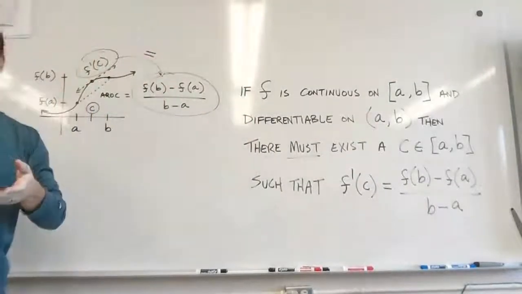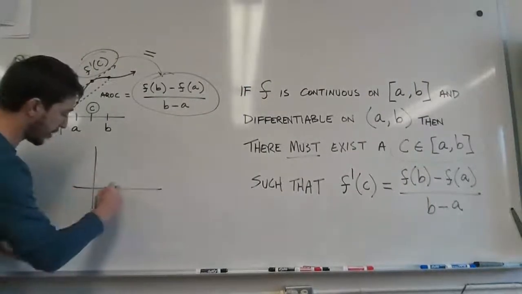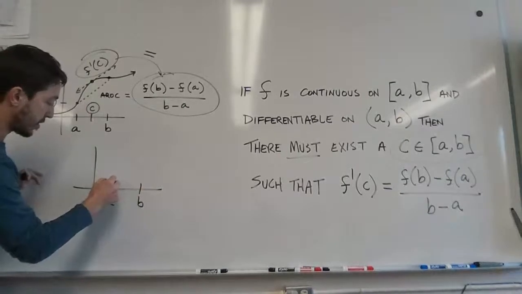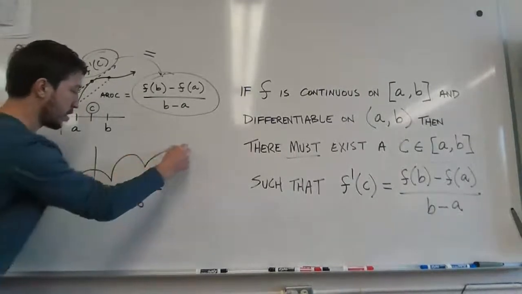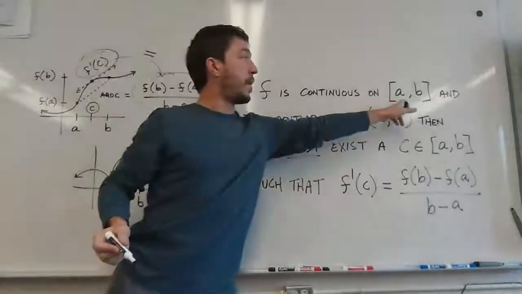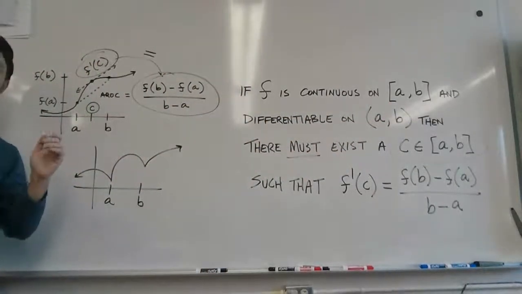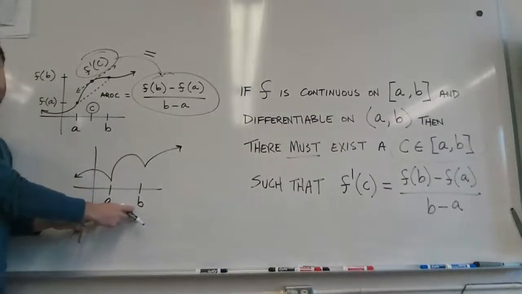The only problem with that is you'd lose some obscure functions like this. So let's say here's A and here's B, and let's say the function looked like this. Now this function is continuous on A, B, but it's not differentiable on the closed interval. That's what I'm saying.